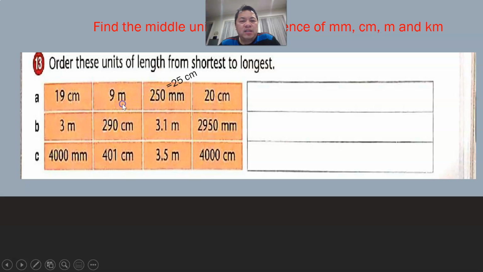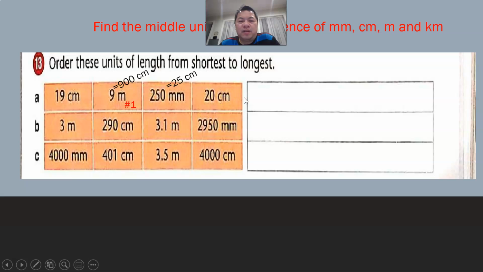So 250 mm is actually 25 cm. 9 meters is actually 900 cm. So from here you can see that the shortest is 19 cm, followed by 20 cm, followed by 25 cm, followed by 9 meters. But again, when you want to display it, you have to use the same display that is given to you. You can't use the equivalent in cm.